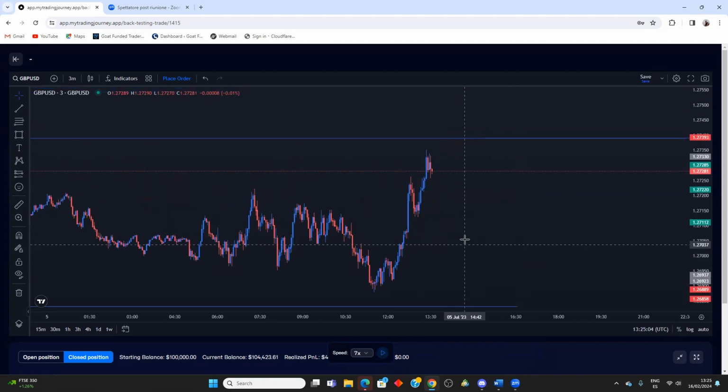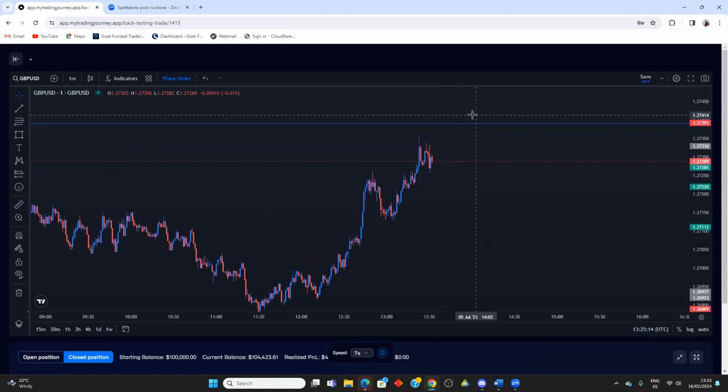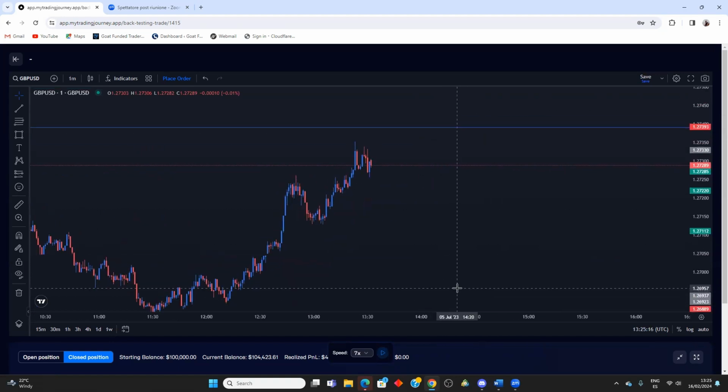New York session is starting. Let's see if we get just a repeat of what happened yesterday. Same exact setup, going to lower time frames. If we get a fake confirmation, I'm looking for buys. If we get a liquidity grab, I'm looking for sells.